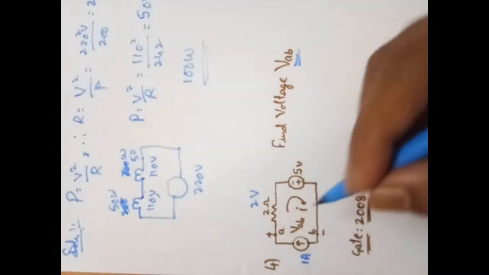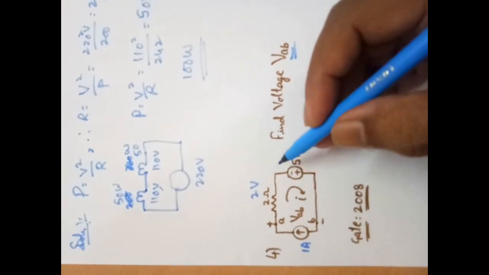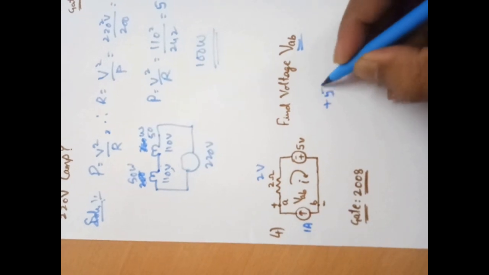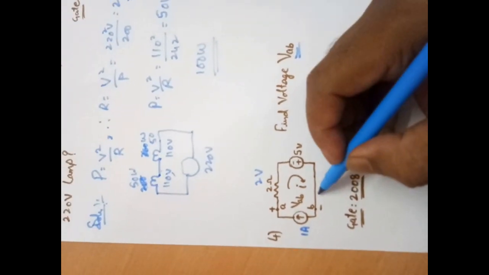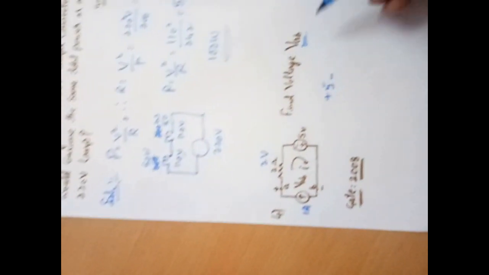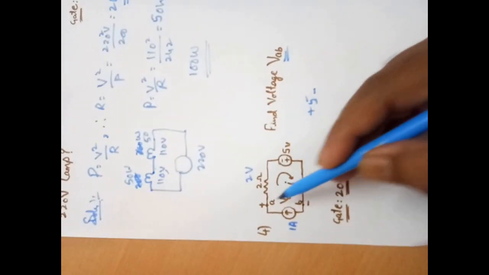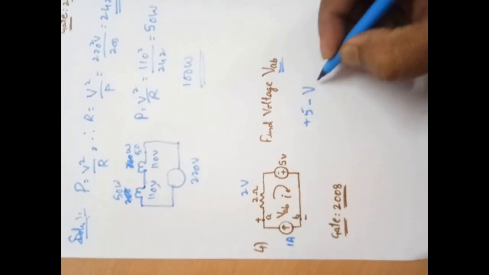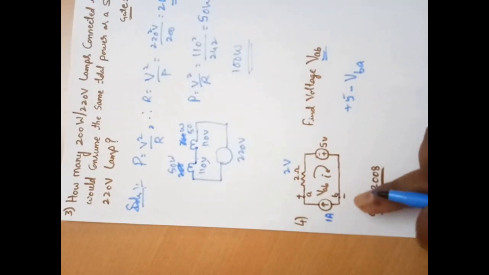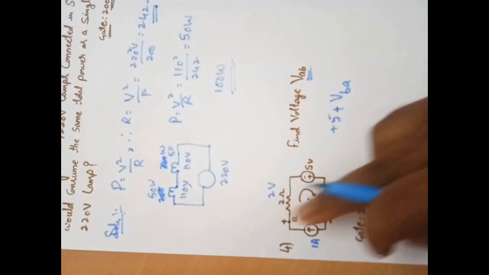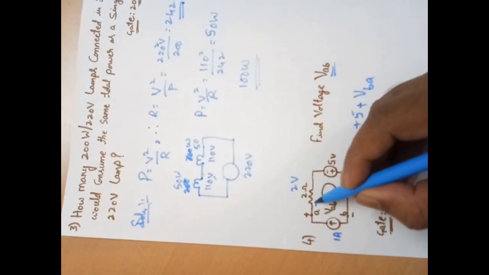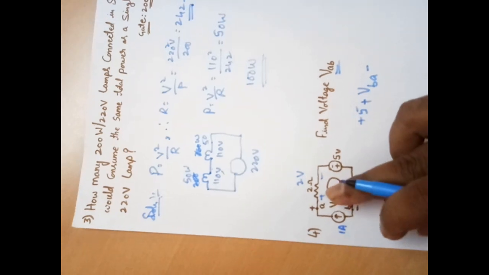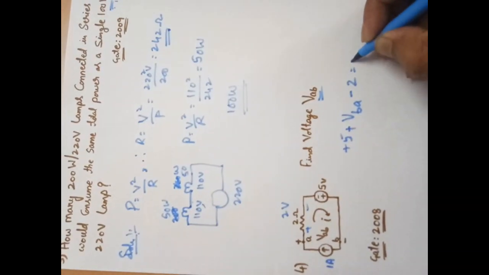Once you apply KVL in this direction, going minus to plus, it is plus 5 volt. Then B to A. They asked you to find VAB, but here this is B and this is A. When you are going like this, you are getting BA, so I can write it as VBA. It is going minus to plus, so it will be plus VBA. Then this will be plus to minus, so minus 2 volt is equal to 0.